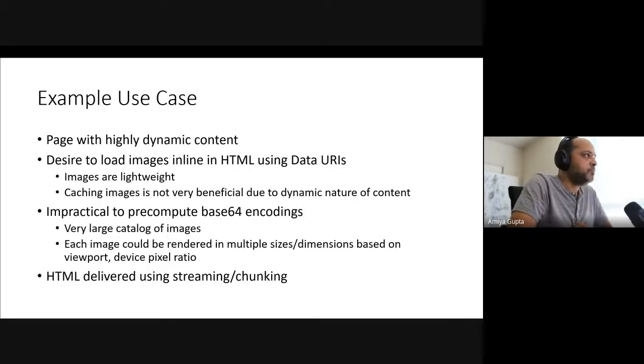So one common use case is, imagine you have a page with highly dynamic content. There's not just a finite set of images, you have a very large potential number of images that may or may not be displayed on that page. And the images are relatively small, so they're sort of thumbnails, so they're lightweight, and you have a desire to load them inline in the HTML using data URIs, just for efficiency of delivery. That just makes sense.